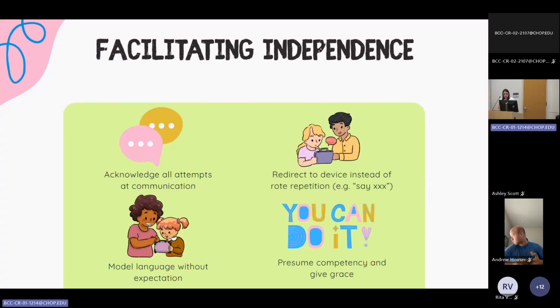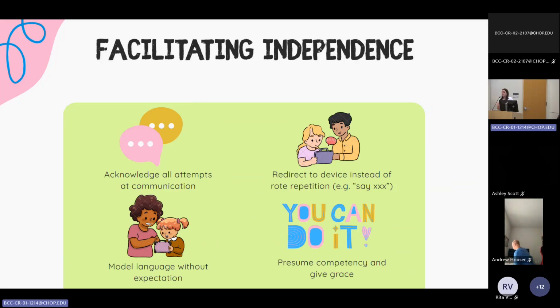Another way to facilitate independence is modeling language without expectation. I kind of touched on that briefly, but you as adults should be using the devices more than your child. That's just really the bottom line. If we want our users to get really good at using the device, the adults have to be modeling language constantly without expectation, and you have to be using it more than your child. And I have a video that kind of demonstrates that a little bit.